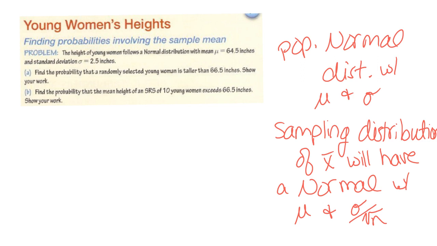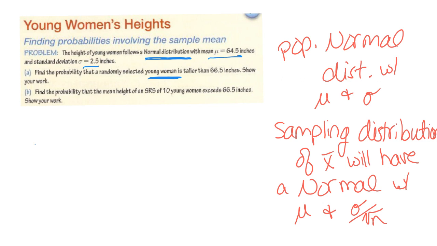So if I look at the problem here, the height of young women follows a normal distribution. So my population follows a normal distribution with a mean of 64.5 inches and a standard deviation of 2.5 inches. Find the probability that a randomly selected young woman is taller than 66.5 inches. Show your work. What we need to pay attention to here is that this is asking about one randomly selected young woman, not asking about an SRS or a variety of samples.